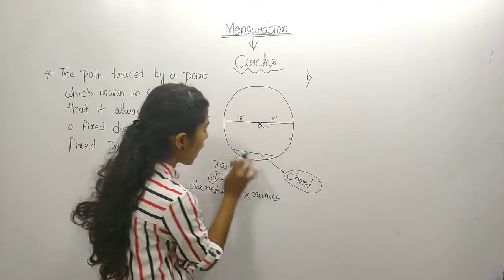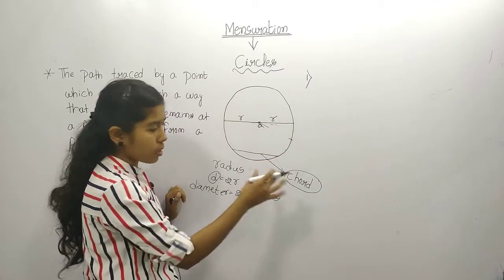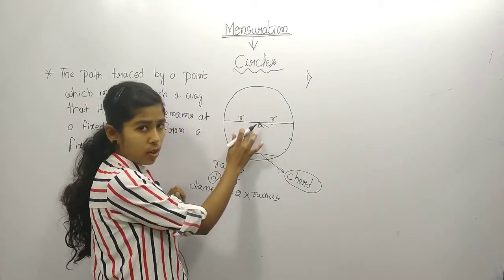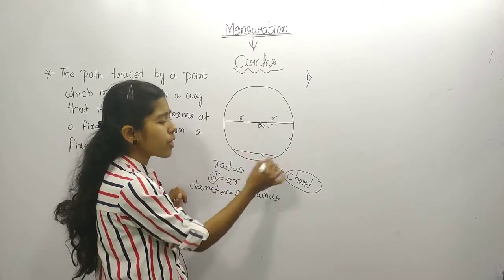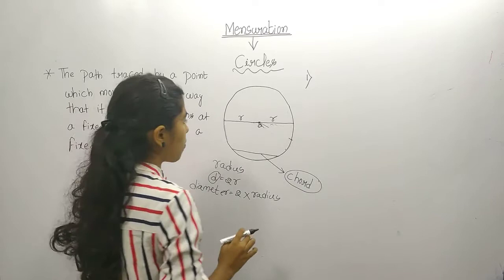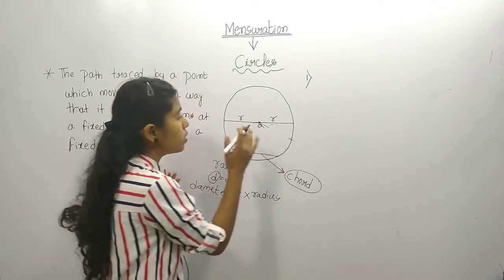From anywhere, you only have to draw a line. Anywhere you draw in a circle, it is called a chord. It is not related to the center or that fixed point. Anywhere you draw, it is called a chord of this circle.